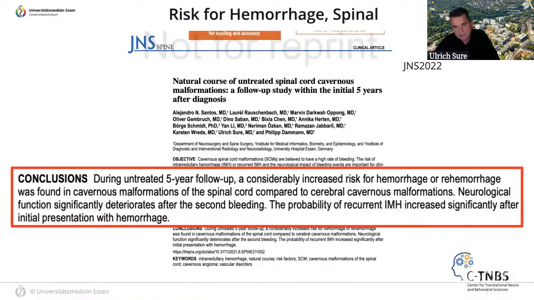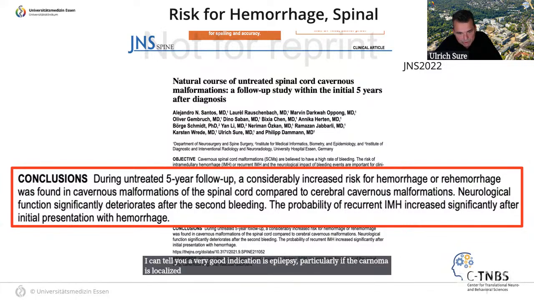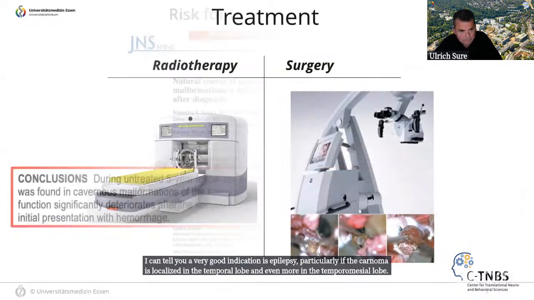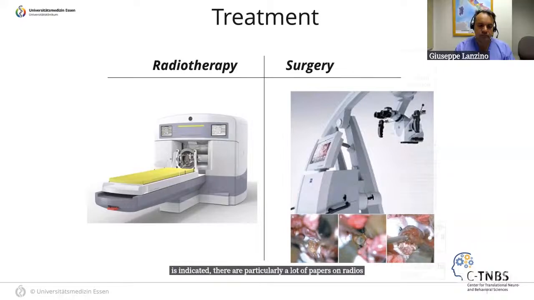So if we speak about what is a very good indication for treatment, I can tell you a very good indication is epilepsy, and particularly if the cavernoma is localized in the temporal lobe and even more in the mesial temporal lobe. So what to do when a treatment is indicated? There are particularly a lot of papers on radiosurgery and surgery.